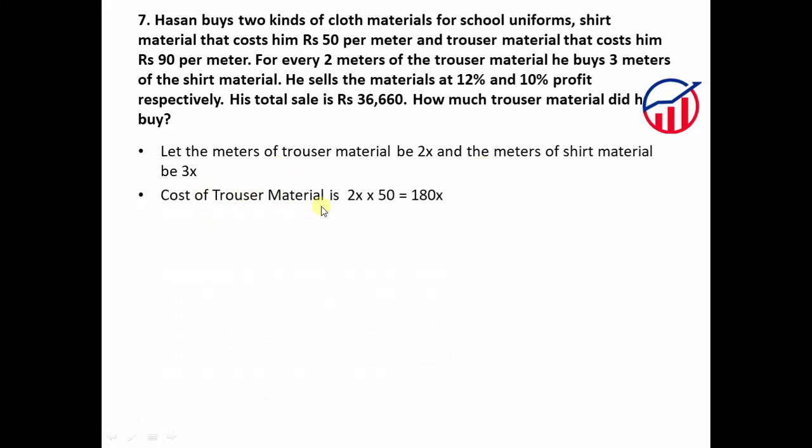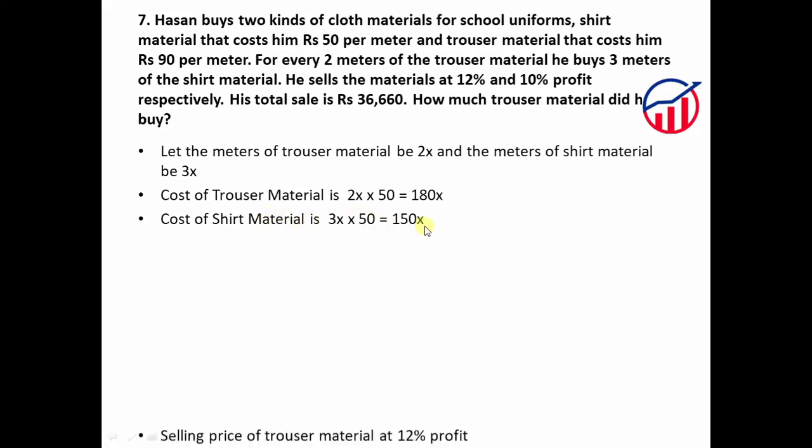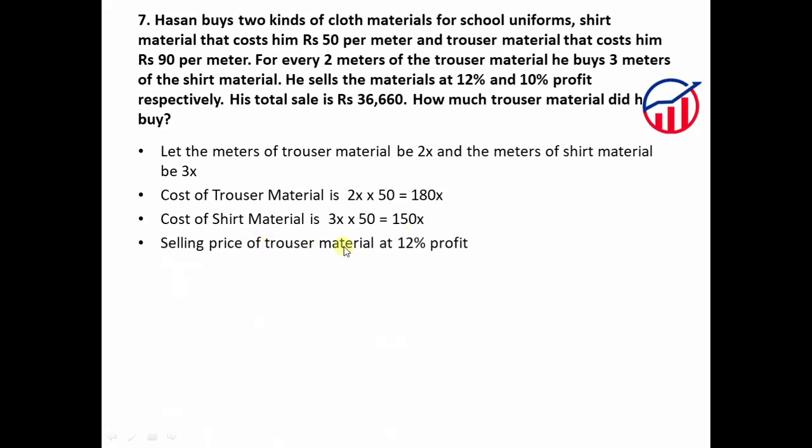Now, cost of the trouser material is 2x into 50. You can see it's 50 rupees per meter. So, which is 180x. And cost of the shirt material was 3x into 50. 90 over here. It should be 90. There is a typo over here. Trouser material cost him 90. So this is a typo. This should be 90 over here. 2 nines are 180. And shirt material is 50. So 3 into 50 is 150x.